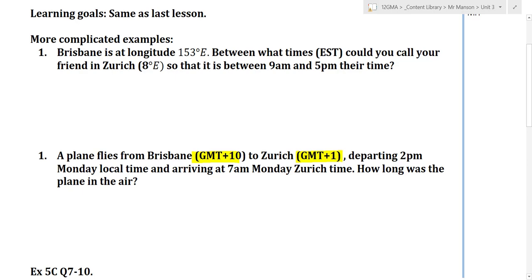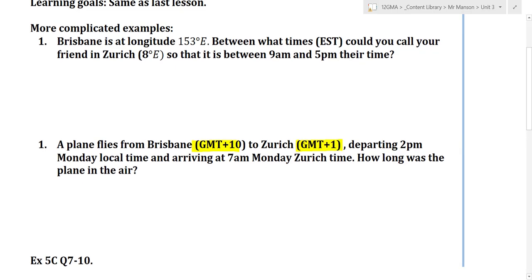Lastly, let me finish with this example here, which is a more complicated example again, just because it adds this little bit of detail here. So Brisbane is on a longitude of that. We did question 1 earlier, and this is question 1 again, so it's just a copy there. But let's have a look at that second question, which is slightly different. A plane flies from Brisbane, which is GMT plus 10, to Zurich, which is GMT plus 1, departing 2 p.m. Monday local time and arriving 7 a.m. Monday Zurich time. How long was the plane in the air?